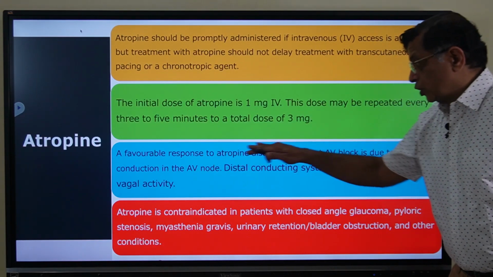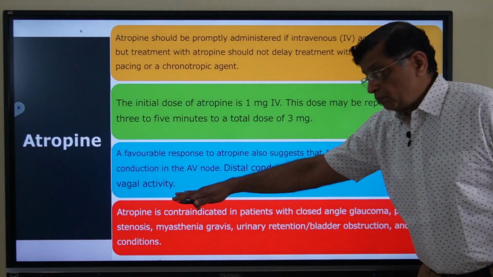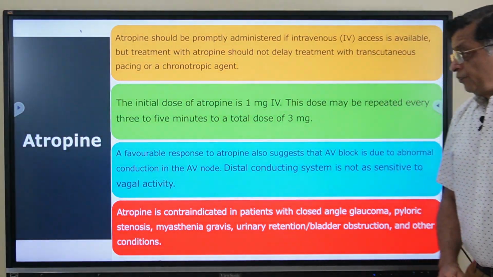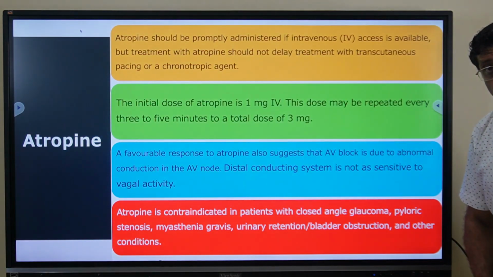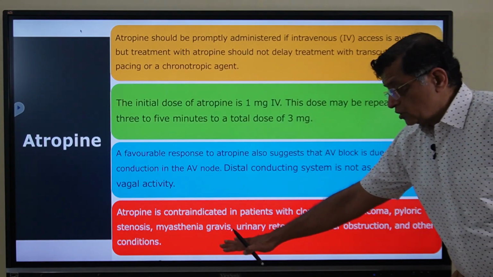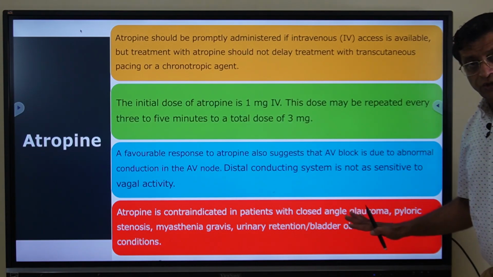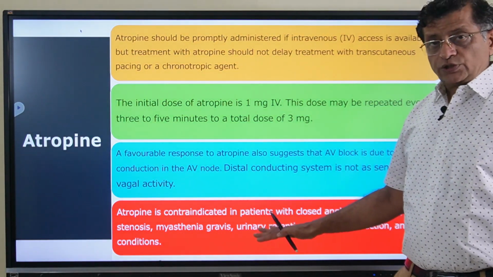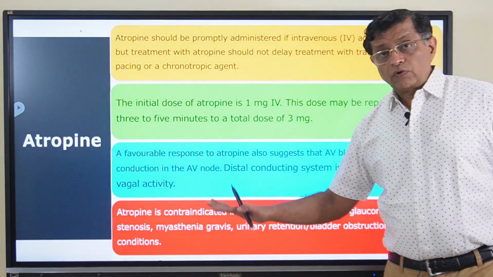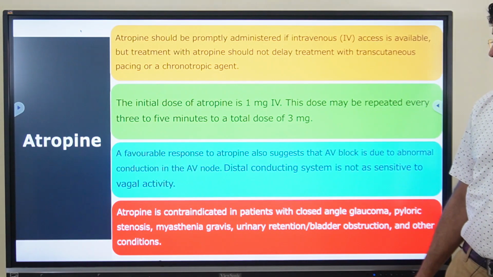A favorable response to atropine also suggests that the AV block is due to abnormal conduction in the AV node, because the distal conduction system is not sensitive to vagal activity, right? So atropine, this is important. Atropine is contraindicated in patients with closed angle glaucoma, pyloric stenosis, myasthenia gravis, urinary retention or bladder obstruction, and some other conditions. So if the patient is conscious and not in a peri-arrest sort of situation, you have got time, just have a look at these contraindications before giving atropine.